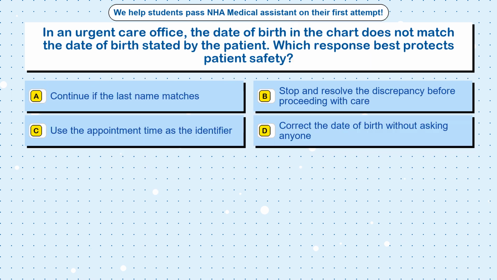Question 3. In an urgent care office, the date of birth in the chart does not match the date of birth stated by the patient. Which response best protects patient safety? Option A. Continue if the last name matches. Option B. Stop and resolve the discrepancy before proceeding with care. Option C. Use the appointment time as the identifier. Option D. Correct the date of birth without asking anyone.